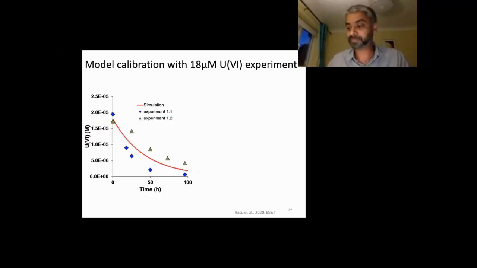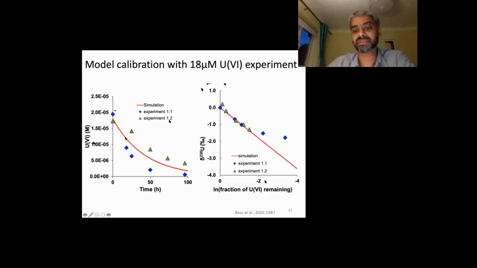So what we see is, first, the calibration of the model. We calibrated the model with the experiment with 18 micromolar initial uranium-6, the experiment with the highest initial uranium-6, and adjusted the parameters until the simulations matched the data reasonably well. This is for the concentration, and on the right-hand side for the isotopes, delta versus natural log of the fraction of uranium-6 remaining. The natural log linearizes the plots. The simulations match the data really well at this point.